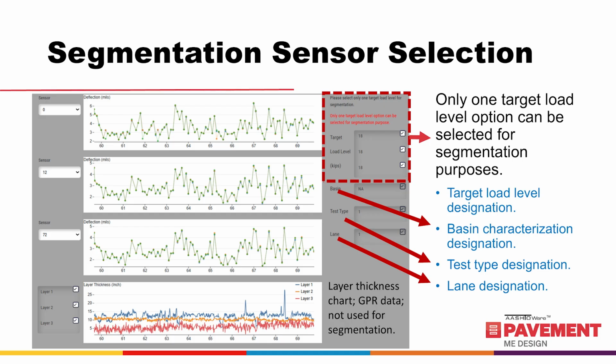The second variable or item is the basin characterization designation. If the FWD deflection basin files include all 4 types of deflection basins, they will initially appear on the screen. The user needs to uncheck the basin types that will not be used to segment the project. Certainly, a Type 1 and a Type 3 basin should not be used. In fact, a Type 1 and Type 3 basin will not be used in the back calculation process.